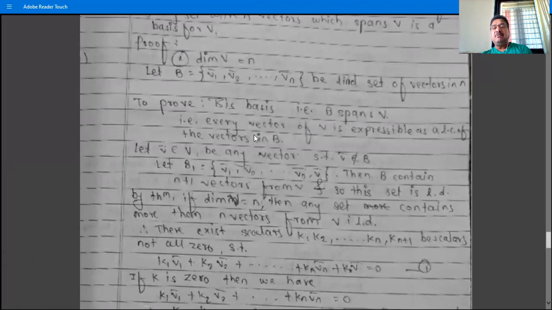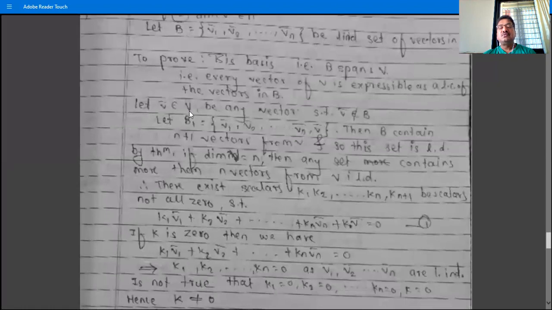B spans V if every vector of V is expressible as a linear combination of vectors in B. So let v bar belonging to V be any vector such that v bar does not belong to B. So we take another vector other than the vectors of B, and let B = {v1, v2, ..., vn}, then {v1, v2, ..., vn, v bar}.